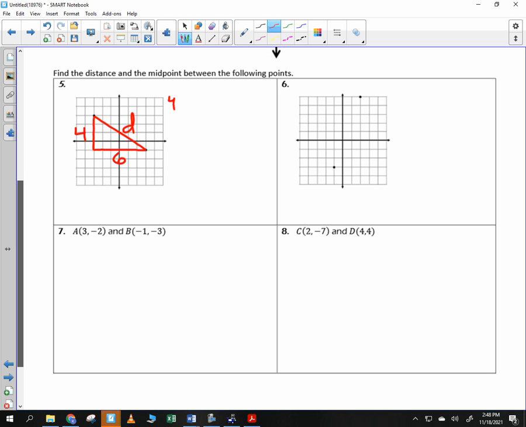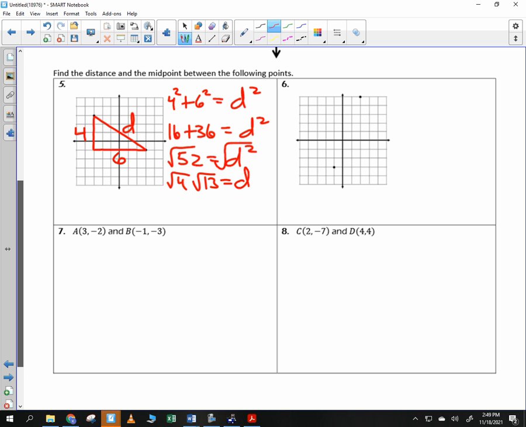The hypotenuse. So 4 squared plus 6 squared is equal to d squared, or 16 plus 36 is equal to d squared, or 52 is equal to d squared. Is there a perfect square that divides evenly into 52? 4 goes in 13 times. So I get 2 roots of 13 is equal to d.